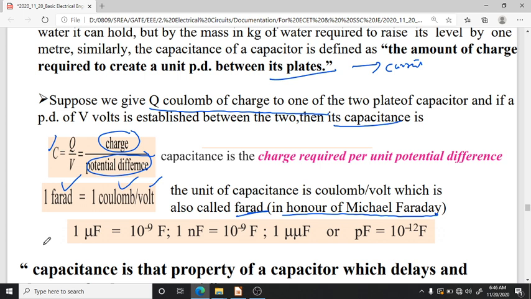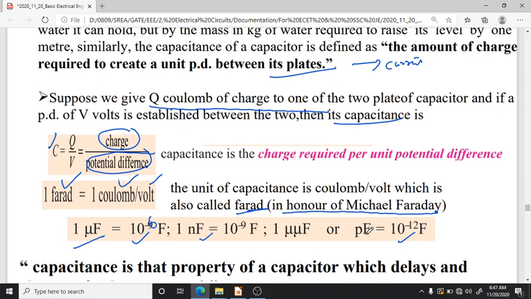The capacitance units are like this: 1 microfarad means 10 power minus 6 farads, 1 nanofarad is 10 power minus 9 farads, and 1 picofarad is 10 power minus 12 farads.